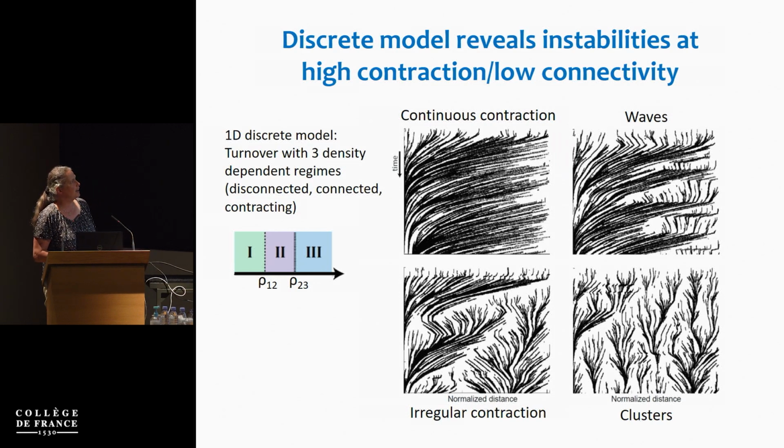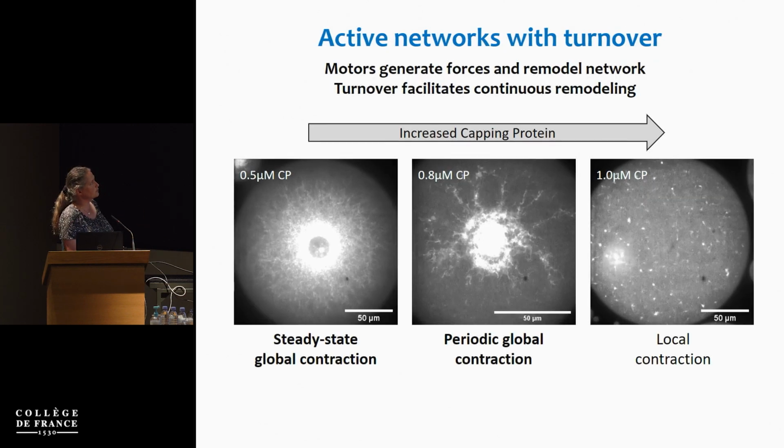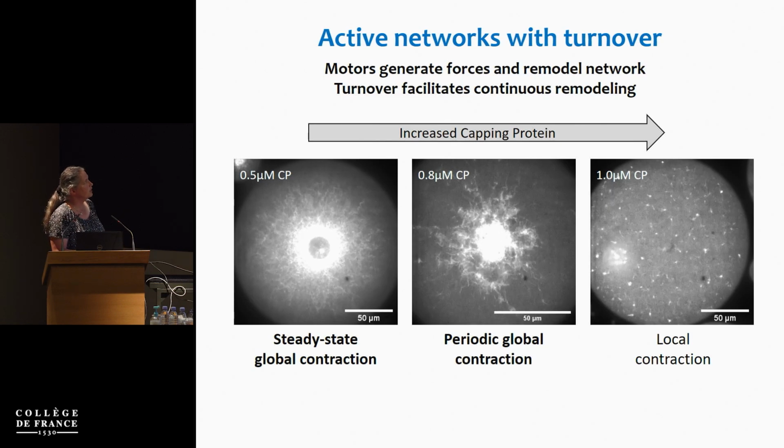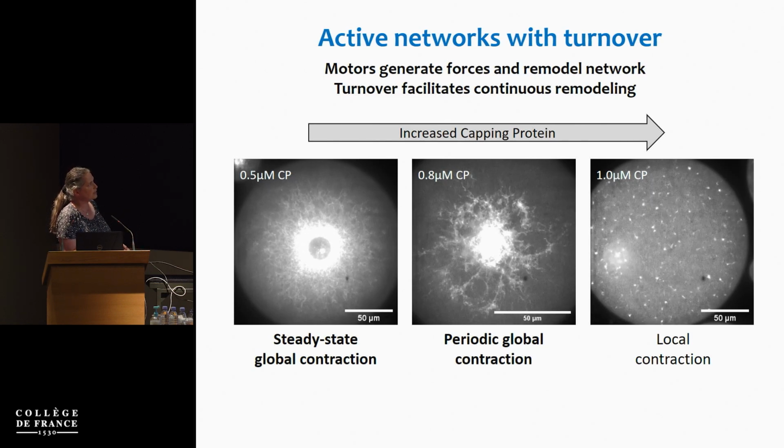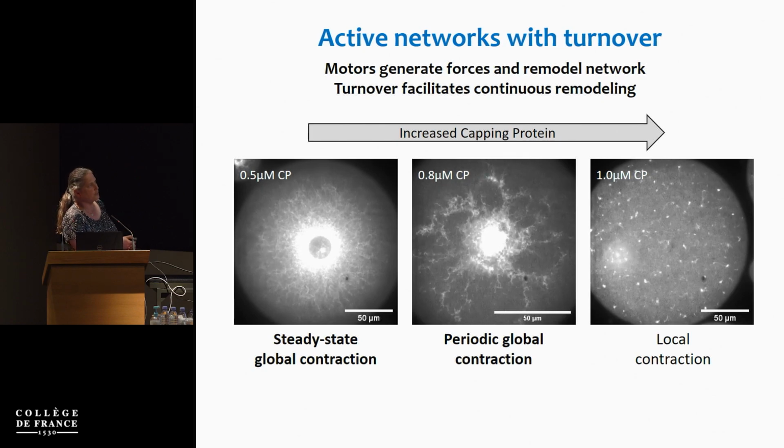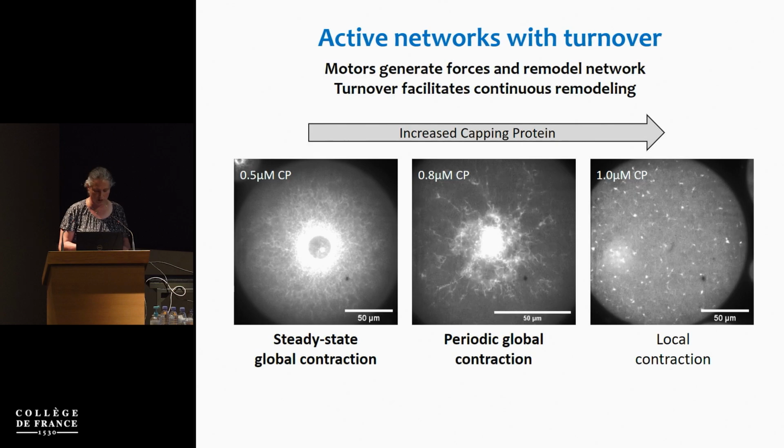If we look at this model at high contractility, you can look at this instability in the continuous model, but it's actually nicer to look at it in a discrete model. What you can see is that if you use the same type of models with these three phases and you increase contractility, you can go from this continuous regime to the wave regime to irregular contraction to the formation of clusters just by changing the contraction rate, so effectively increasing the contraction rate. And indeed, if we take our system and we increase, in this case, capping protein, you see the transition from this steady-state global contraction to this periodic global contraction. And if you increase it even higher, the system breaks into local clusters.